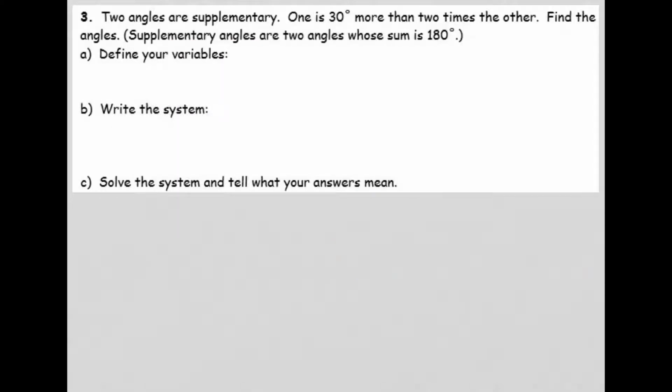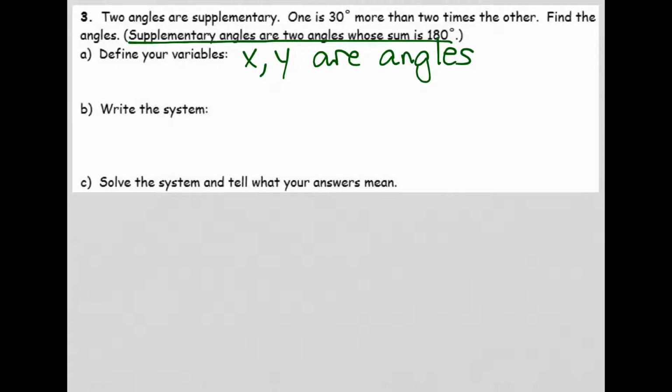Okay, number 3, two angles are supplementary. And I remind you, because everyone seems to forget this, that supplementary angles have a sum of 180 degrees. They add up to 180. So two angles are supplementary. What are my variables? X and Y are angles. You can use whatever letters you want, but I decided to choose X and Y. Those are my variables, because it does say find the angles. So that's a good hint that that's what I'm looking for.